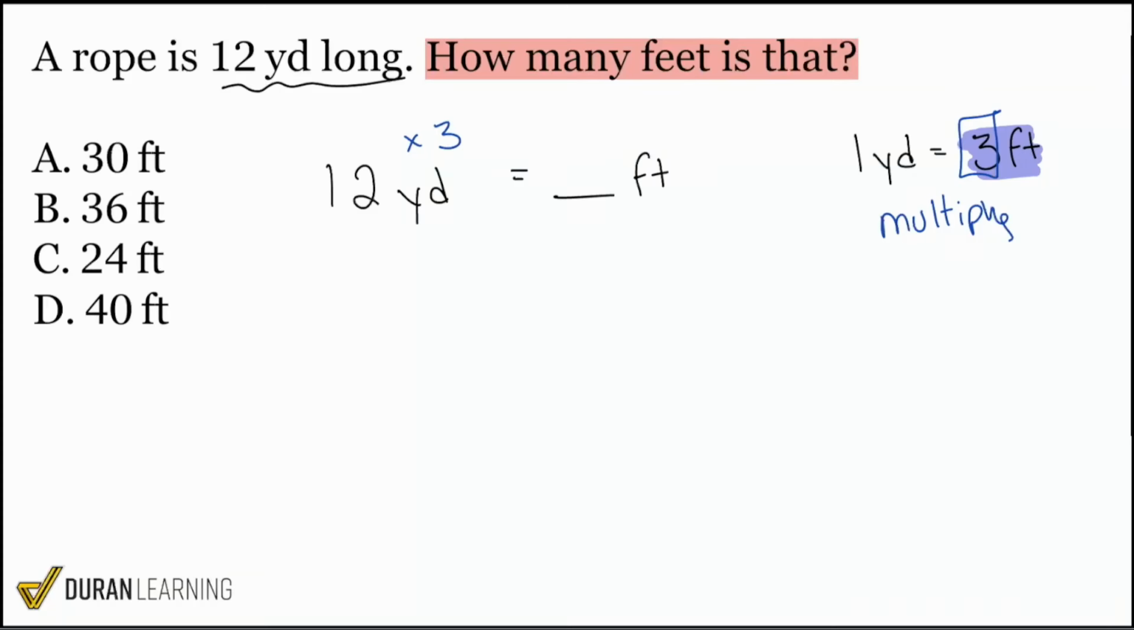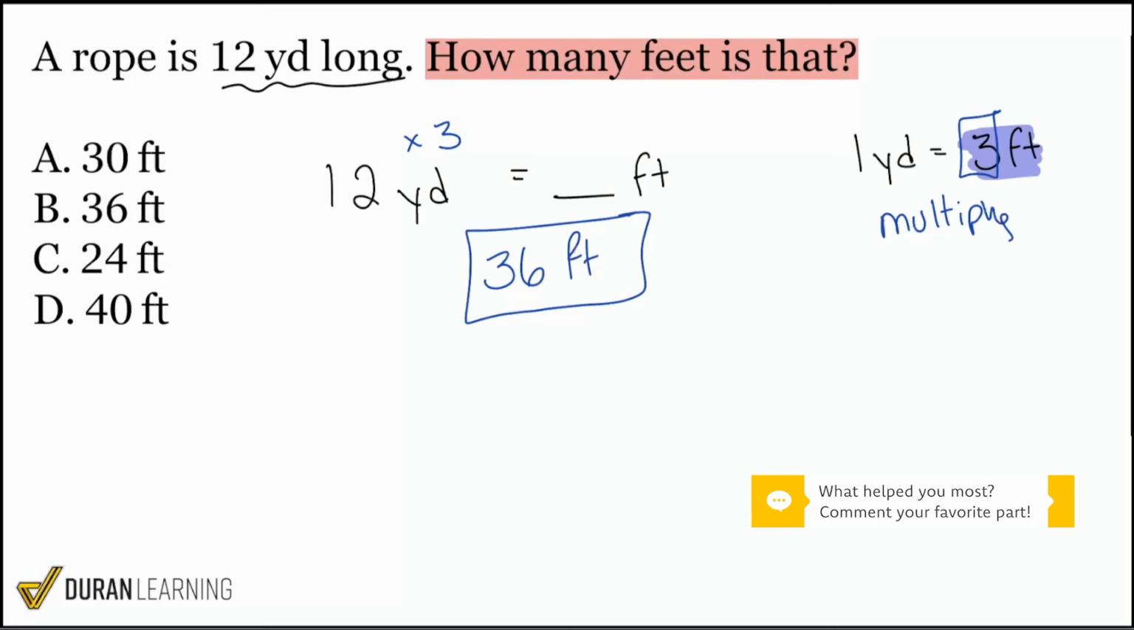Now, we don't even need to use long multiplication for this one. 12 times 3. We know what it is. That's going to be 36. And there's our answer. 36 feet is going to be it. And this is a relatively quick one for sure.